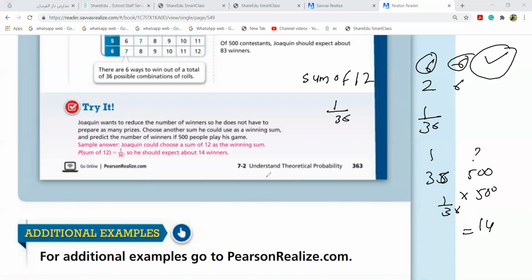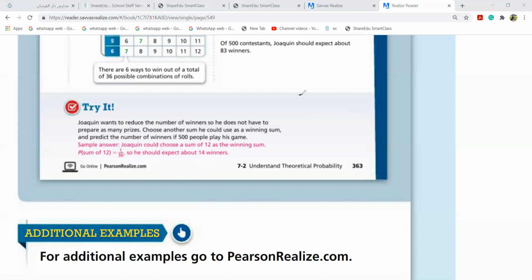Stop me if you don't understand this question, girls, and I will repeat it. There are 2 dice, sum of 12. When will you get it, if you throw them together? If this shows 6, it is a must that the other one also shows 6. Only one chance, because you throw 2 dice at one time.